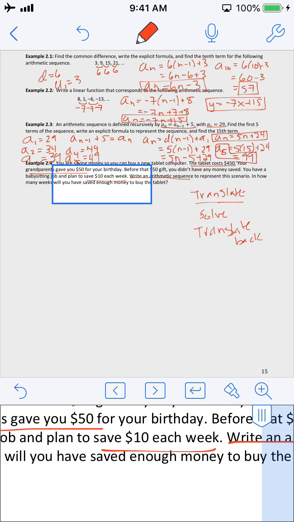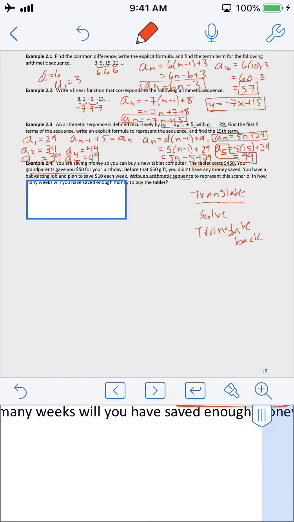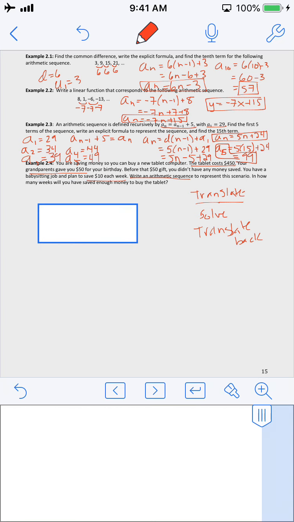If you need to pull that information out and write it on the side, go ahead and do that. If you need to cross stuff out because you don't like to look at the other stuff, that's fine. But find a way that works for you so that you can whittle this problem down into short tidbits of information, okay? For me, that's always underlining because I'm lazy. So, all right, write an arithmetic sequence.